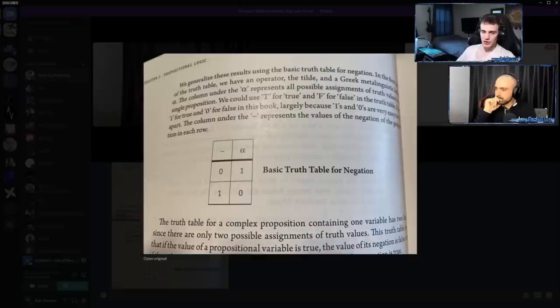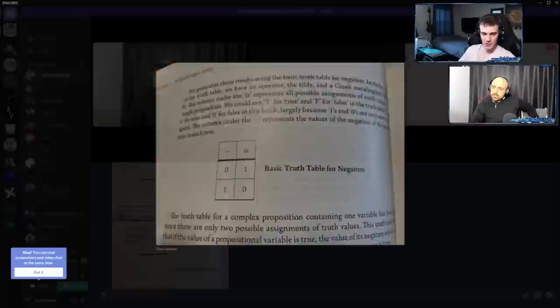So negation should be pretty easy to understand, right? If you look at alpha, the variable, say it represents P, you can see that there are two possible truth values for P. It could be true or it could be false. And you can see that the negation just has the opposite truth values. When P is true, the negation is false. When P is false, the negation is true. Does all that make sense? Yeah, it's pretty simple. Okay.